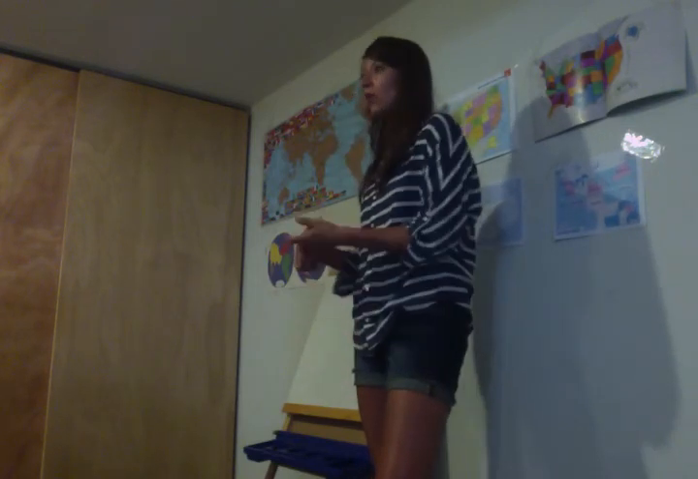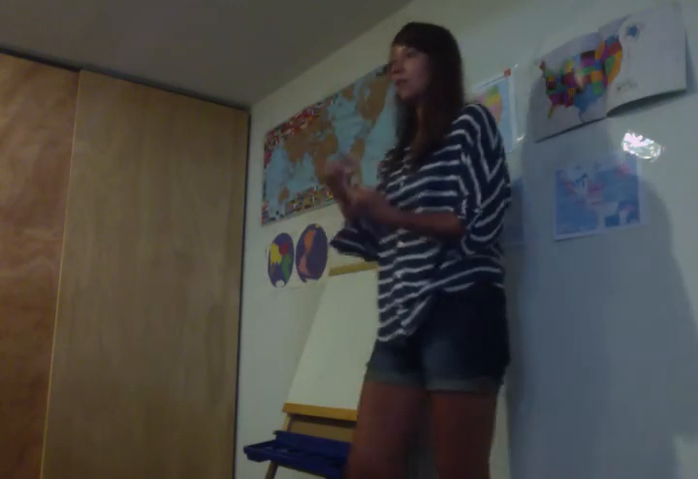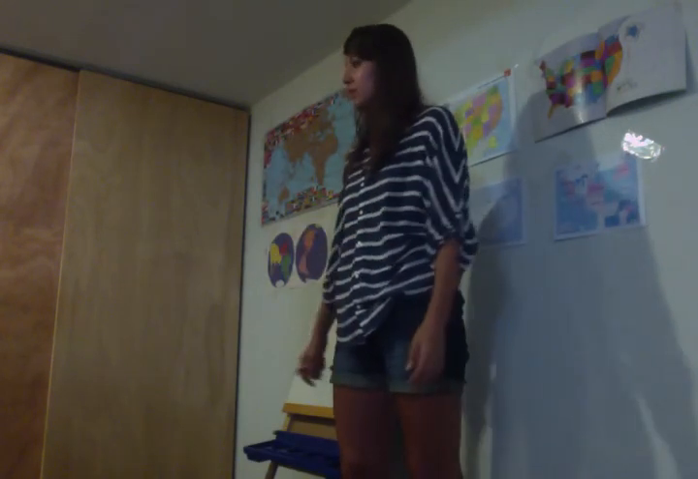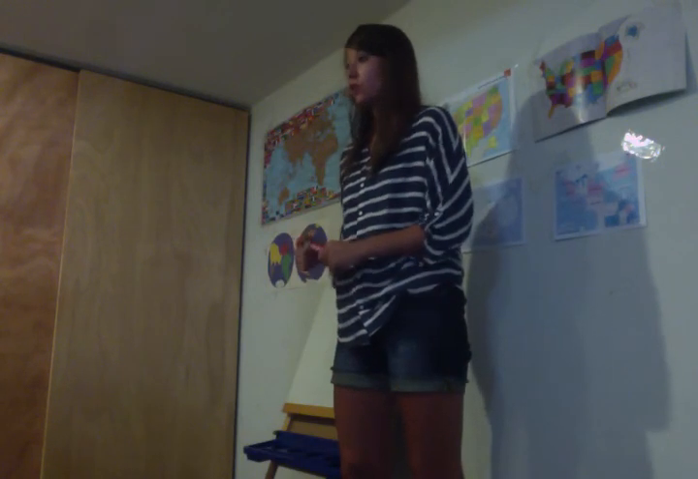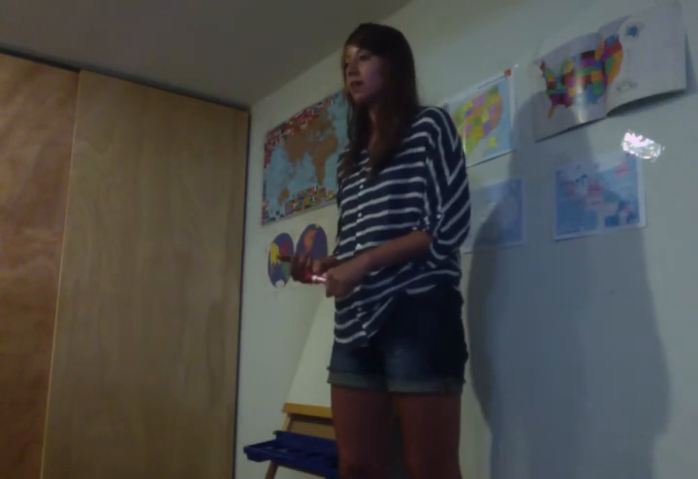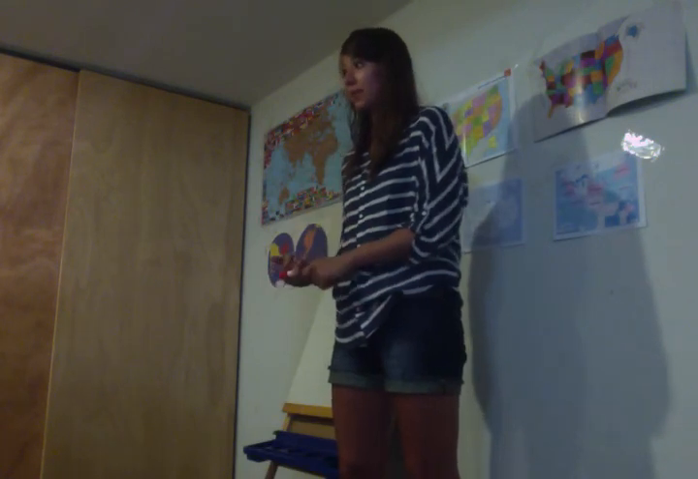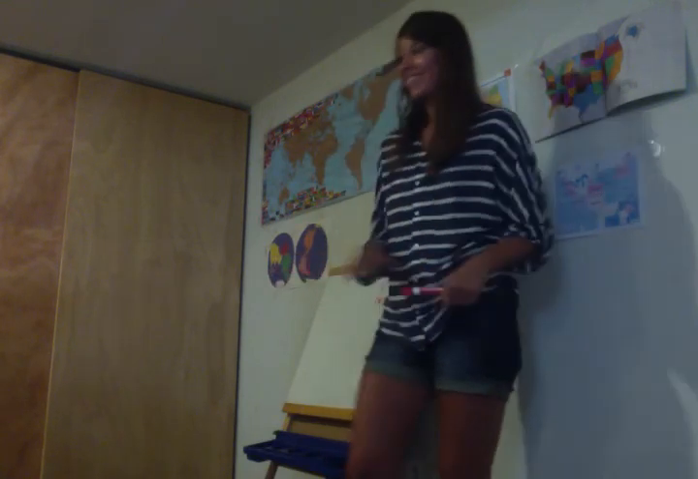So different states, they have a state flower. Usually they have a state flag, and they all have different things that represent the state. So you are also going to find different symbols for the state and find some interesting information about each state. Okay. So that is the end of our presentation.